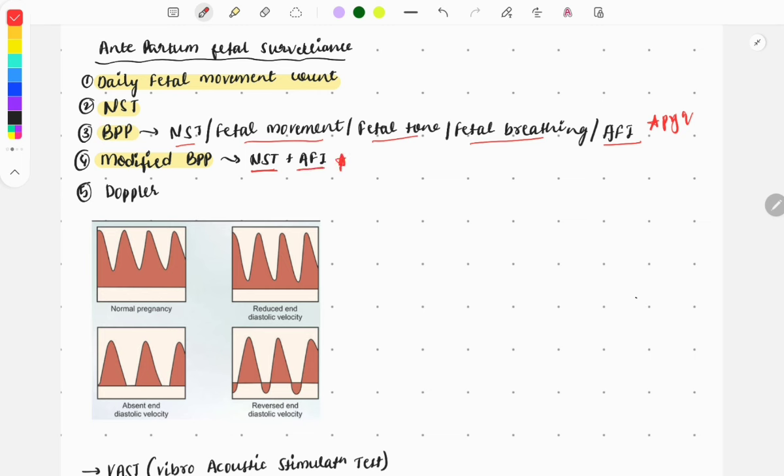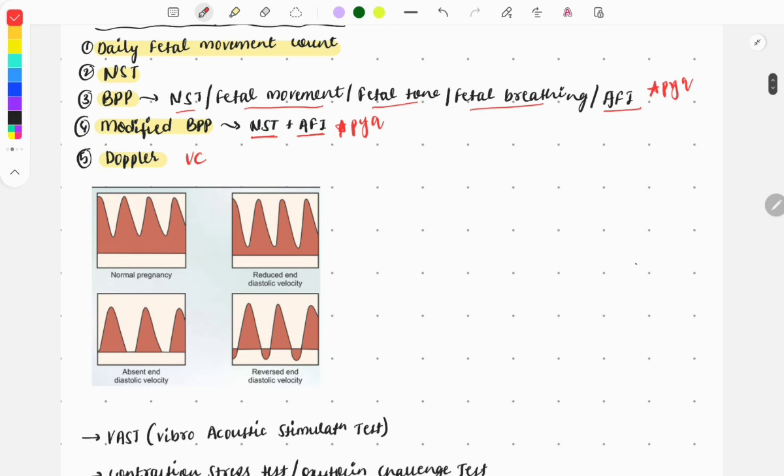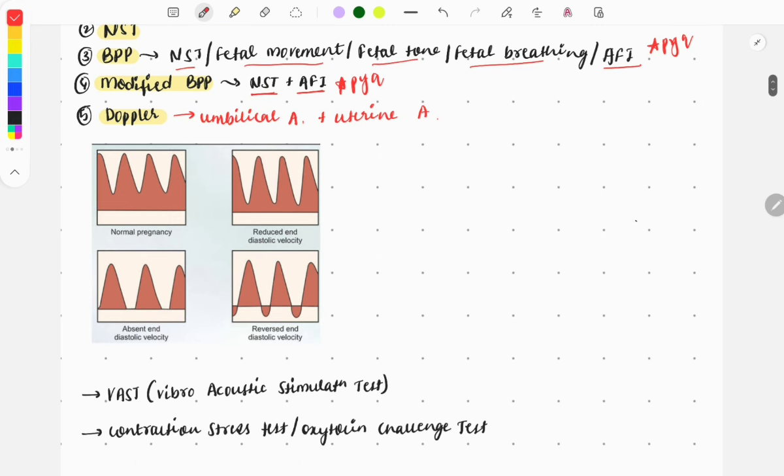So this is also asked in the past year, that the modified biophysical profile includes which of the following. Okay, then the next is the Doppler. So we will be doing the Doppler of the umbilical artery and the uterine artery. So image is also important, because image based questions are asked on this Doppler finding.